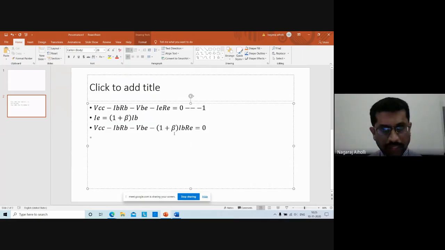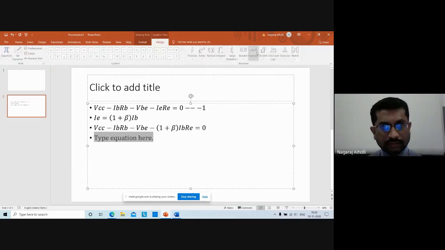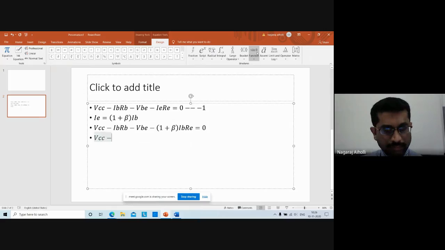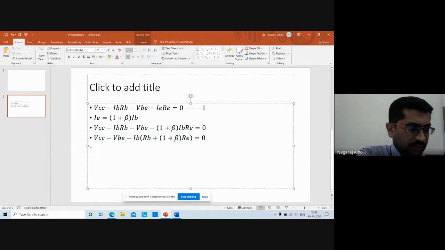Now I want the equation for IB. So VCC minus VBE, rearranging the terms, minus IB, I will take common, that into RB plus (1 plus beta) into RE, is equal to 0.